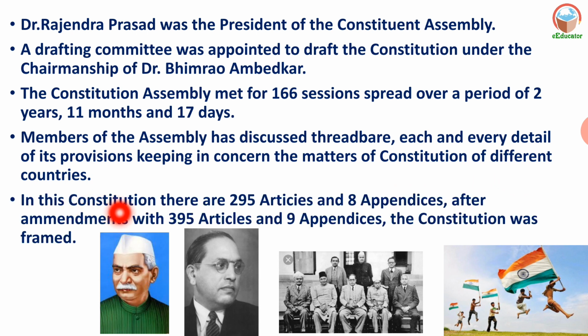In this constitution, there are 295 articles and 8 appendices. When the constitution was framed, at that time there were 295 articles and 8 appendices. After that, amendments were passed and now there are 395 articles and 9 appendices in the constitution. These are the facts about the Constitution of India.